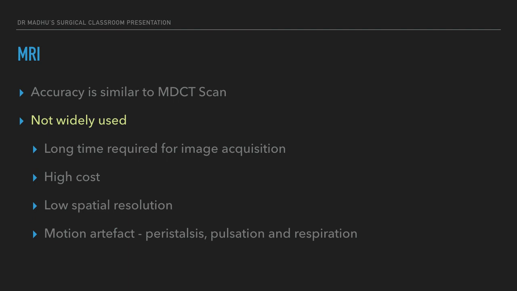A word about MRI scan in patients with carcinoma stomach. It has been shown that MRI has an accuracy similar to a multi-detector CT scan in patients with carcinoma stomach. However, it is generally not widely used because of high cost. A long time is required for acquiring the images in several different phases like T1 and T2 phases of MRI, and MRI has a very low spatial resolution compared to a CT scan, and motion artifacts decrease the quality of imaging in the upper abdomen. Motion artifacts occurring due to peristalsis, cardiac pulsation, and respiratory movements are unavoidable during upper abdominal imaging. For all these reasons, MRI is not widely used even though it has an accuracy similar to a CT scan.